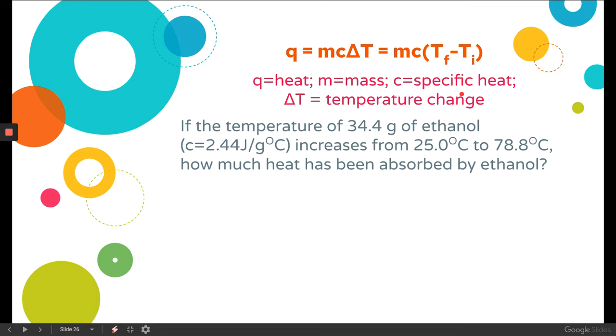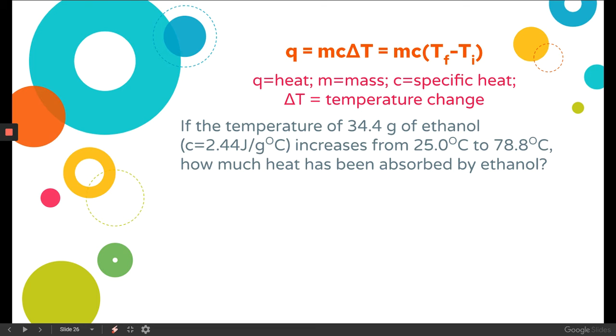So let's look at our example question. It says, if the temperature of 34.4 grams of ethanol, which has a specific heat of 2.44 joules per gram degree Celsius, increases from 25.0 degrees Celsius to 78.8 degrees Celsius, how much heat has been absorbed by ethanol?